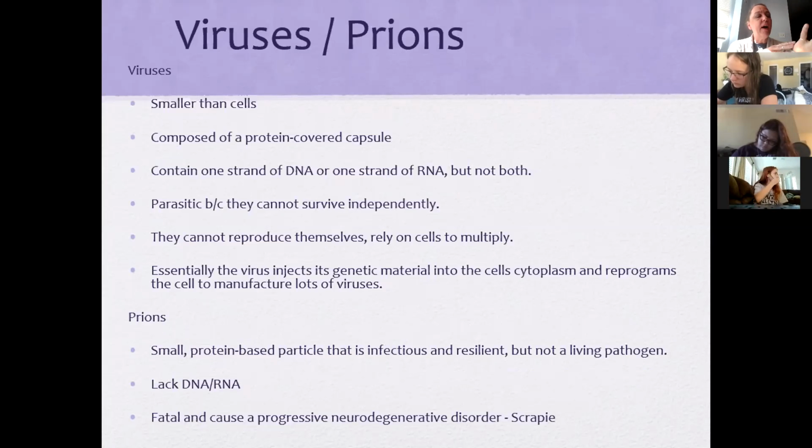So let's talk about viruses and prions for a minute. And again, you don't have to be furiously writing notes. This is just kind of interesting. How do these beings, these little viruses and prions, compare to our cells?